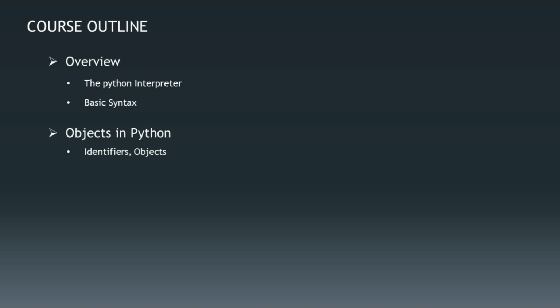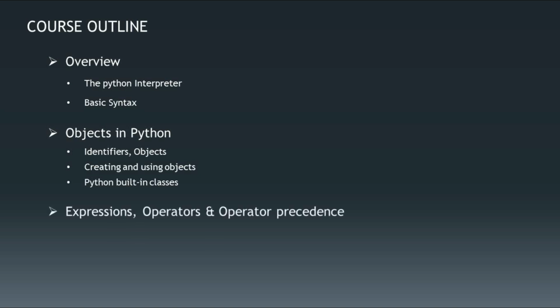And we'll look at things like identifiers and objects, then how to create and use objects, and then we'll look at built-in classes. Now, don't worry if you don't understand most of these things, because by the time we begin to discuss them one by one, we are going to break it down for you. So we are going to look at expressions, operators, and operator precedence. Then we'll proceed to look at control flow. What is control flow? Things like conditional statements, and then iteration (loops).